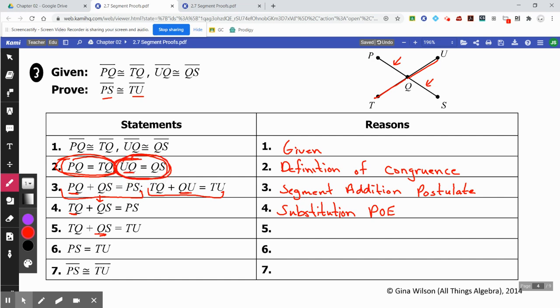Now notice they said UQ here. We understand it's a line segment. We can name it QU or UQ. That's the same line segment. So again, step number 5 is also the substitution property of equality.